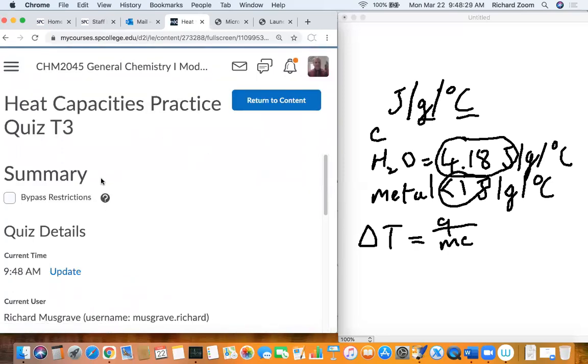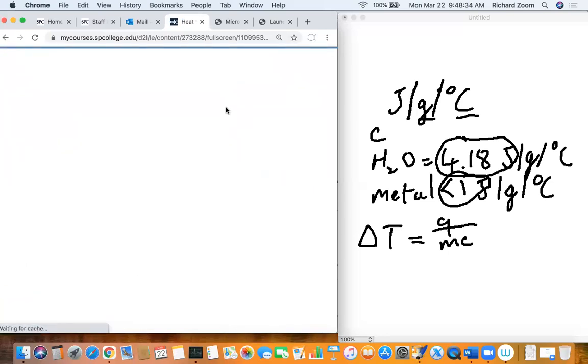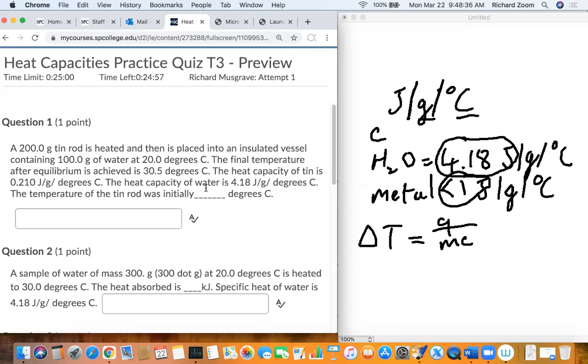So let's take a squiz at the quiz. A squiz is a look, by the way. It's an Australian word. Take a squiz.